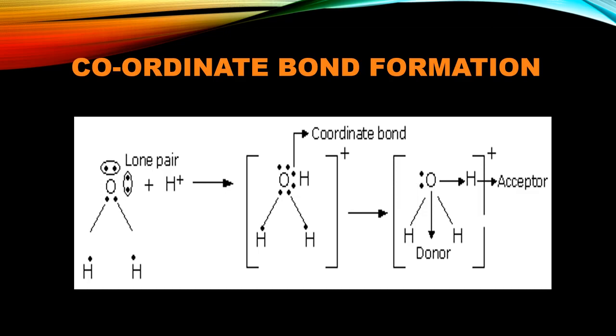Here oxygen is giving out 1 pair of electrons to hydrogen, so it is called the donor. Hydrogen is gaining an electron pair, so it is called the acceptor. This is how we need to mention a coordinate bond.